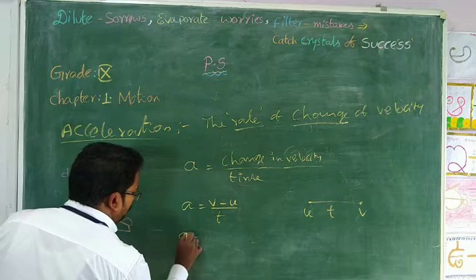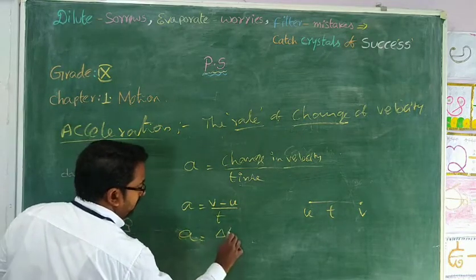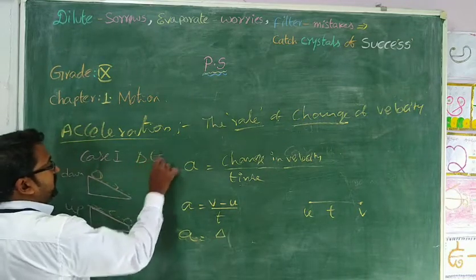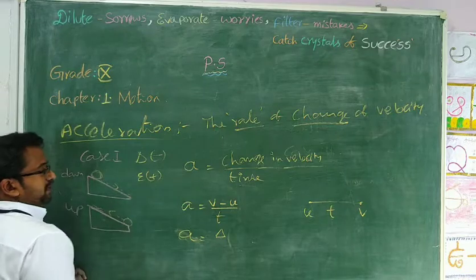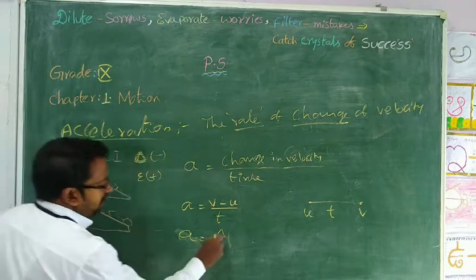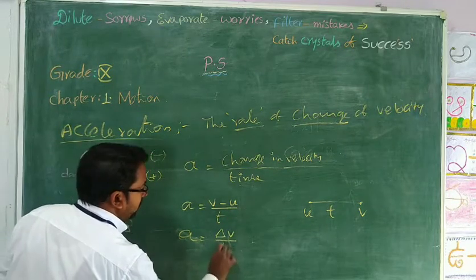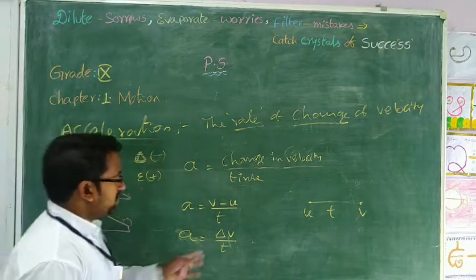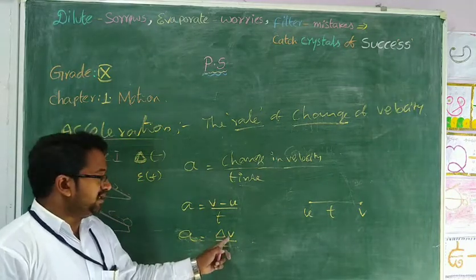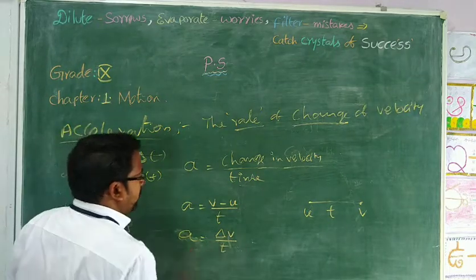It can be written like this: a is equal to delta v by delta t. Delta stands for difference, just as sigma stands for summation. Difference where? In velocity. Difference in velocity by time. Of course, delta t you can also write as difference in time. With respect to time, there is some change in the velocity, delta v. Okay, now the formula is there.